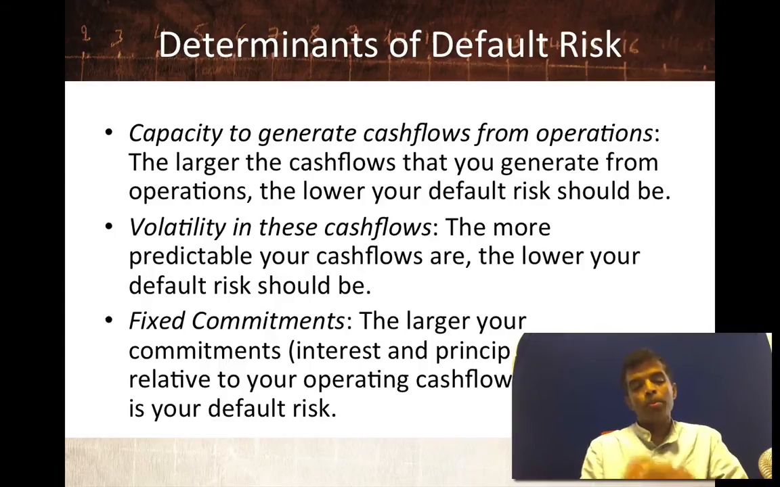As an example, if you buy bonds issued by the Gap, you might look at the earnings and say that's pretty good. You might look at the stability of earnings and say that's pretty good. But then you're going to be looking at those lease commitments that the Gap has entered into and say, that's not that good. That increases my default risk. So those factors go into the assessment of default risk.